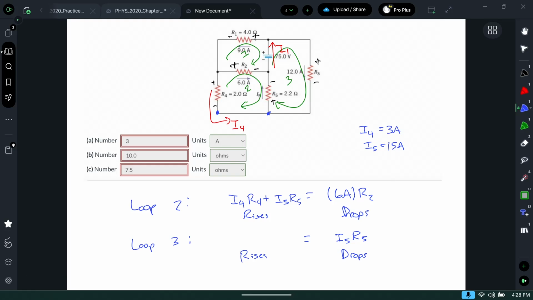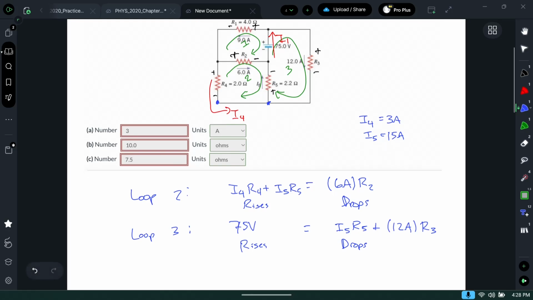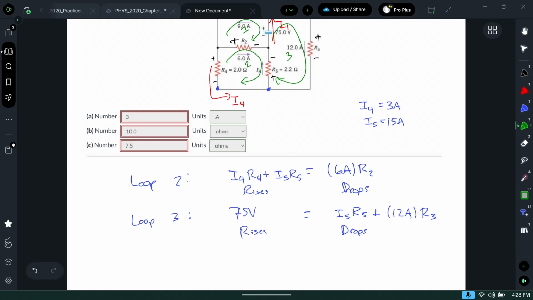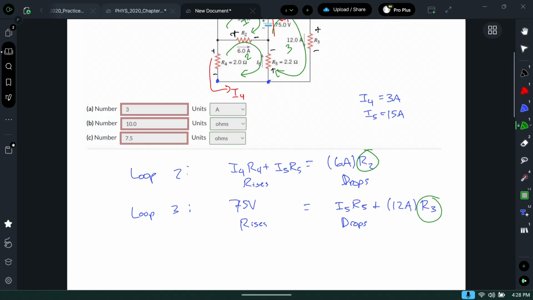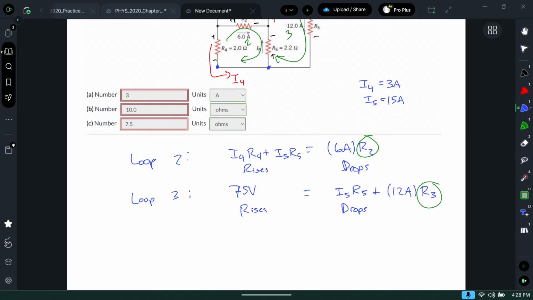That's a rise. So that's 75 volts. It's already in volts. We don't need IR. Next, I see R3. I see its positive terminal and then its negative, so that's a drop of I3, which in this case is 12 amps, R3. And I see that I have equations for R2 and R3. I just need every other value.